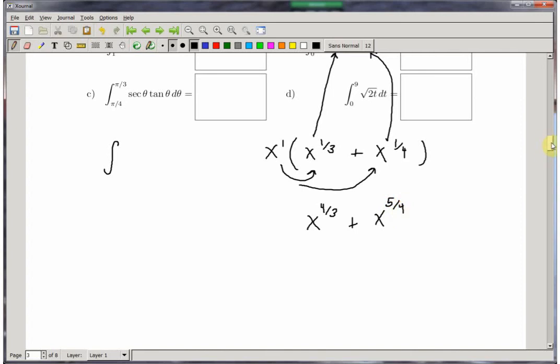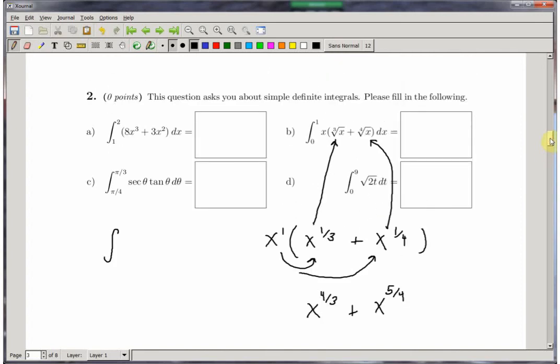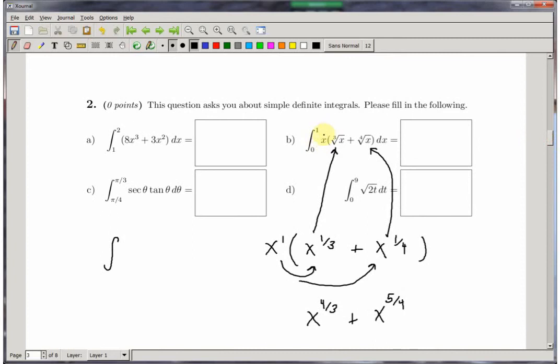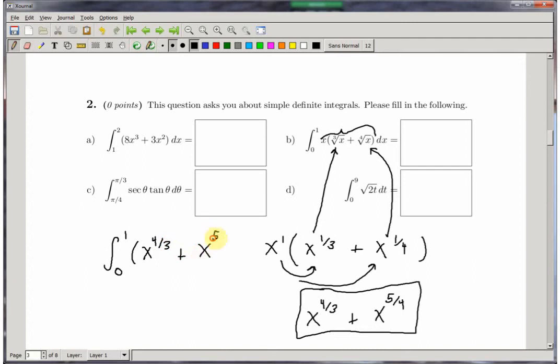Okay, so that's a little sub-problem. Since this expression that I've just been looking at is really the same thing as this, I'm just going to integrate this. The limits go from 0 to 1, and I can just integrate x to the 4/3 plus x to the 5/4 dx. And all this stuff stops here.